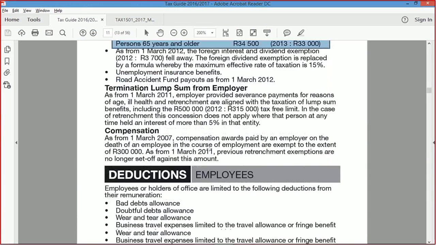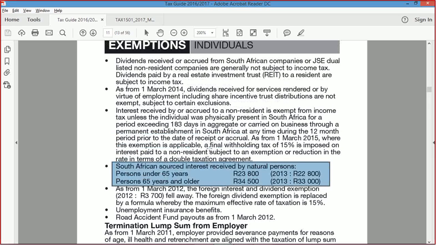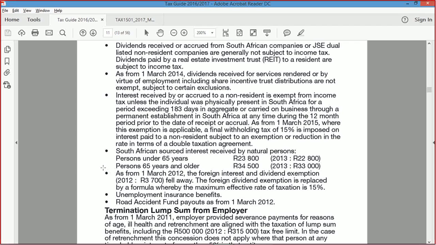Where's the foreign interest part? Let's see the deductions here. As from 1st March 2012, the foreign interest and dividend exemption fell away. That's interesting. Before, I knew that you could claim that as a deduction, but now you can't. That's a disadvantage now. So they're actually taxing foreign interest now. You see that?